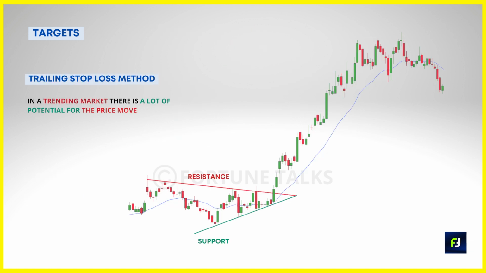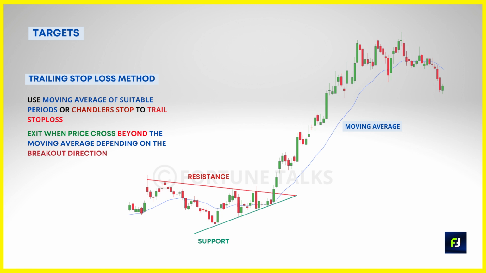Now, the concept of trailing stop loss is that we have no idea how long the trend will last. So we will trail our stop loss to ride the trend as far as possible to lock in gains as the market moves in our favor. So how do you actually trail your stop loss? Well, you can use an indicator like a moving average.